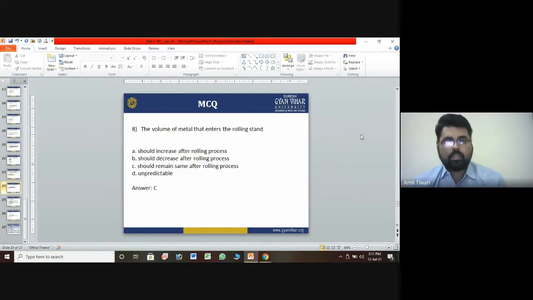Eighth question: the volume of metal that enters the rolling stand. The options are A, should increase after the rolling process, B, should decrease after the rolling process, C, should remain the same after the rolling process, or D, unpredictable. The answer is that it should remain the same after the rolling process. The volume of metal that enters the rolling stand should remain the same after rolling.